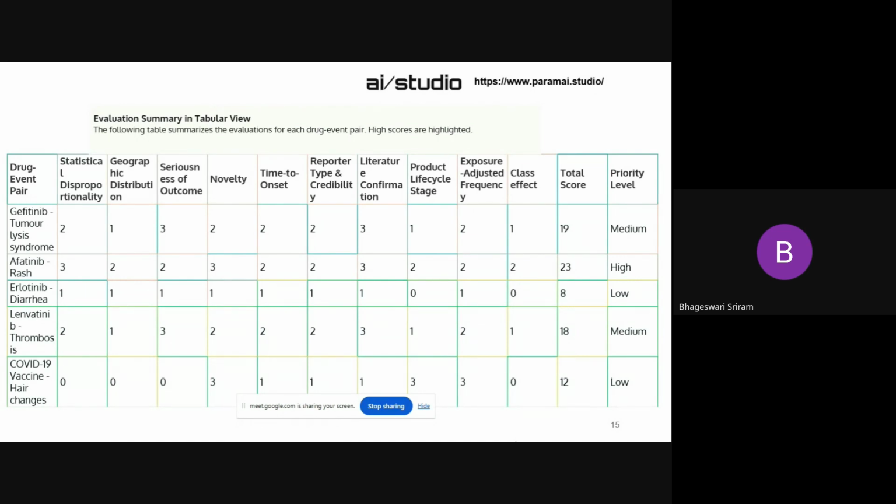So you can also visualize the summary in a tabular view. I mean, all your interesting signal topics, it could look at the different parameters and give you the consolidated absolute score along with the assigned or the proposed recommended priority level.